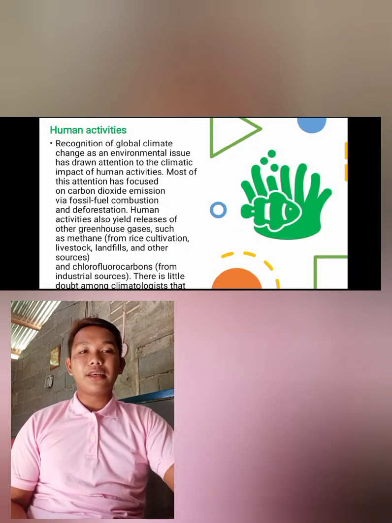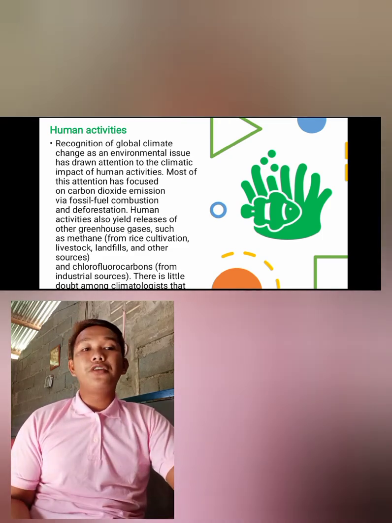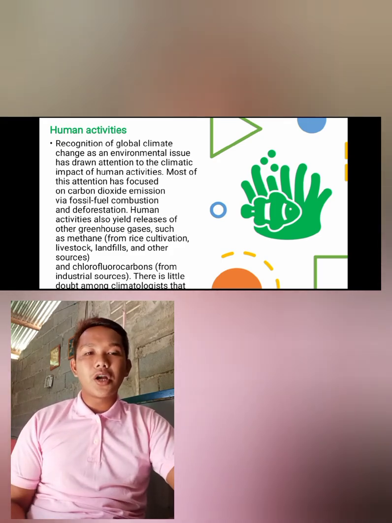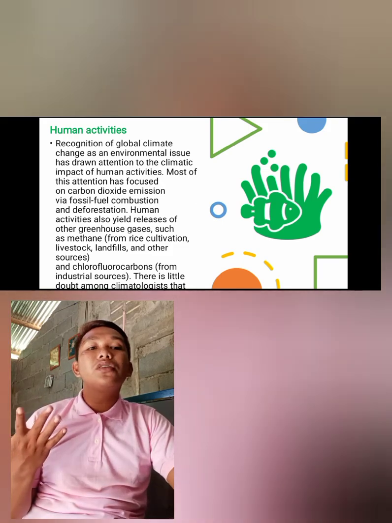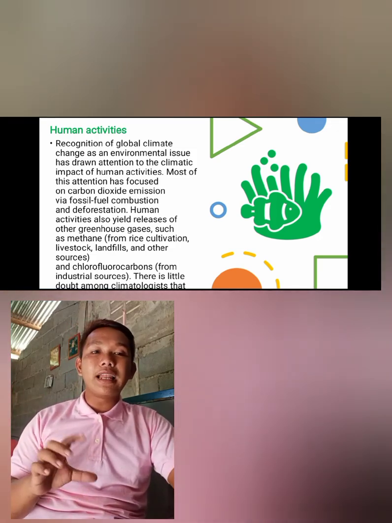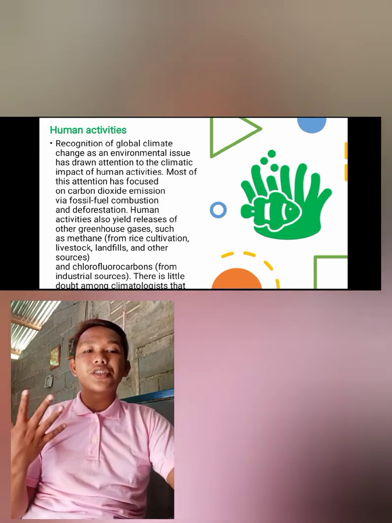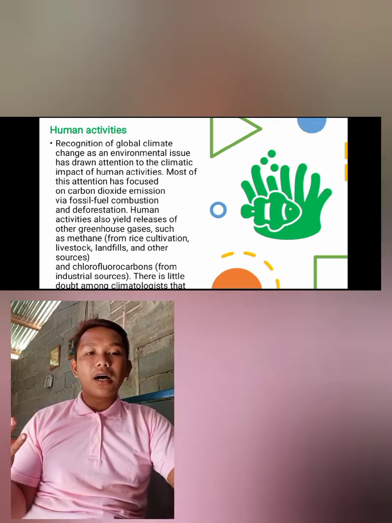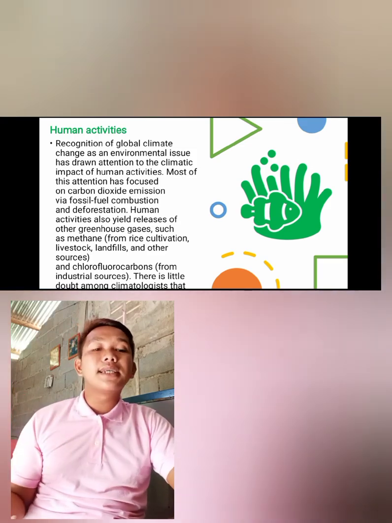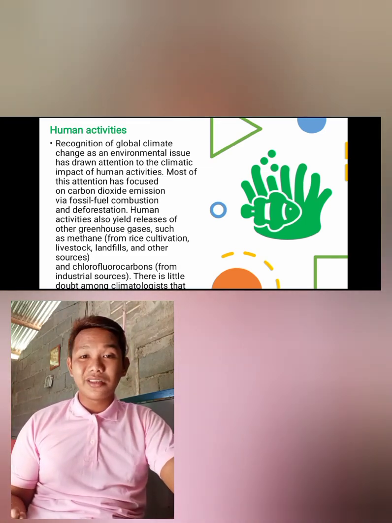And the next one is human activities. Recognition of global climate change as an environmental issue has drawn attention to the climate impact of human activities. Most of this attention has focused on carbon dioxide emission via fossil fuel combustion and deforestation. Human activities have also released other greenhouse gases such as methane from rice cultivation, livestock, landfills, and other sources, and chlorofluorocarbons from industrial sources. There is little doubt among climatologists that these greenhouse gases affect the radiation budget of Earth. The nature and magnitude of the climate's response are the subject of intense research activity.